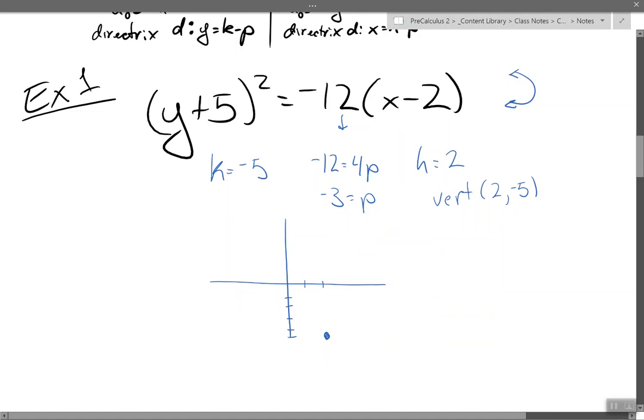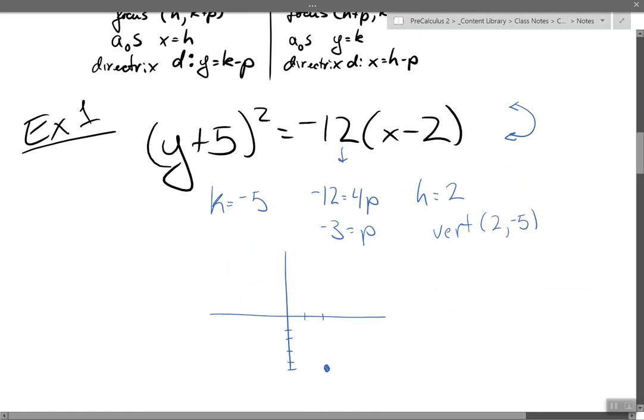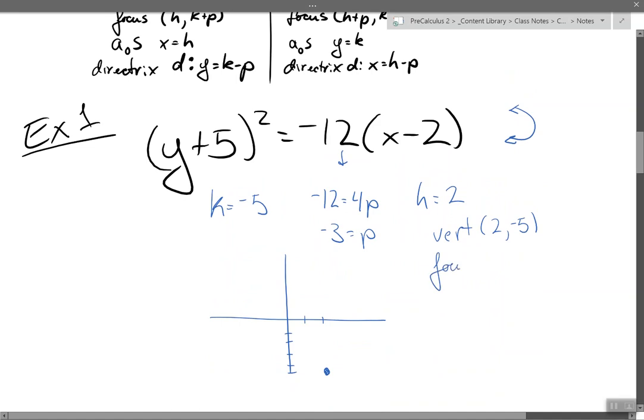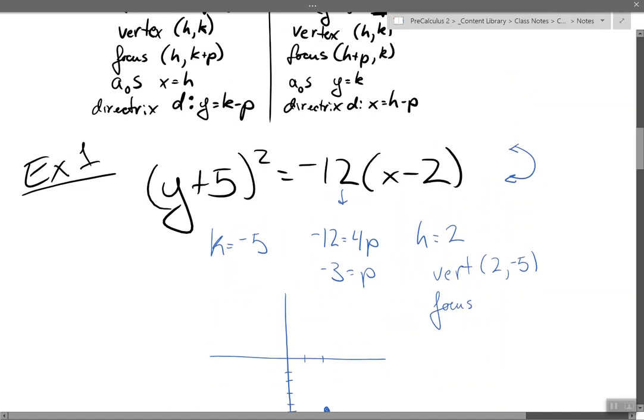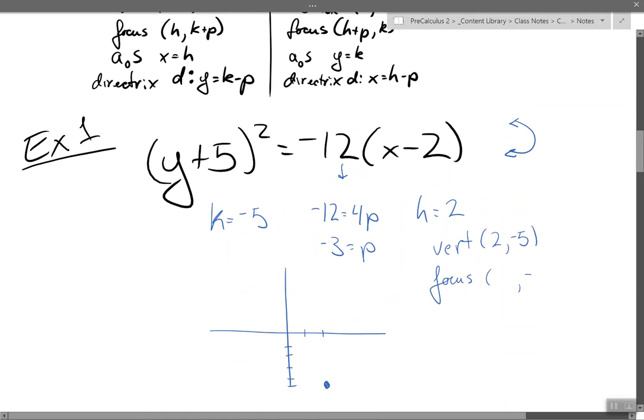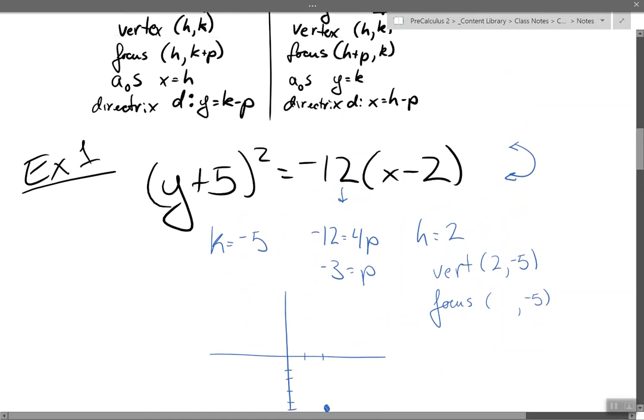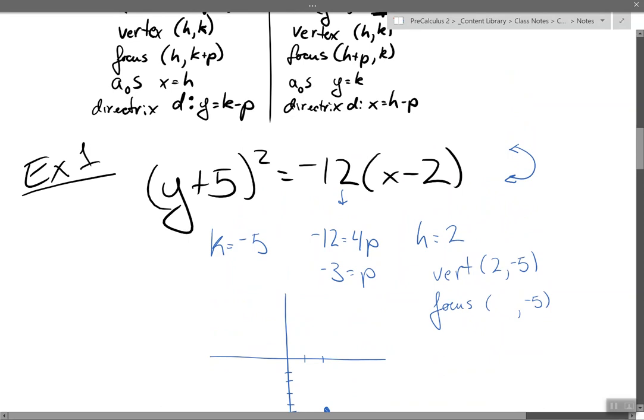Okay, so we have the vertex. The next thing to do is the focus. So the focus is h plus p and k. So k is not changed, negative 5. H, which is 2, plus p, which is negative 3. 2 plus negative 3 is going to be negative 1.